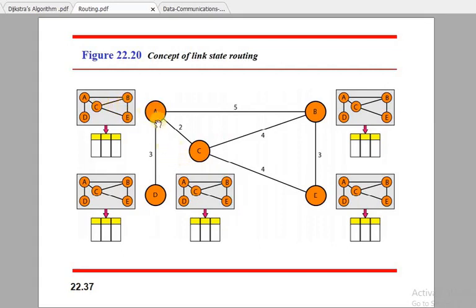So what happens is A has the knowledge of the links that exist directly with it. Suppose A with D, A with C, A with B, right? Similarly, D has the knowledge about A, C has the knowledge about A, B and C, and E has the knowledge about C and B, right? So this information is going to be exchanged among the various nodes, and they are going to collect it and then obtain this particular graph.